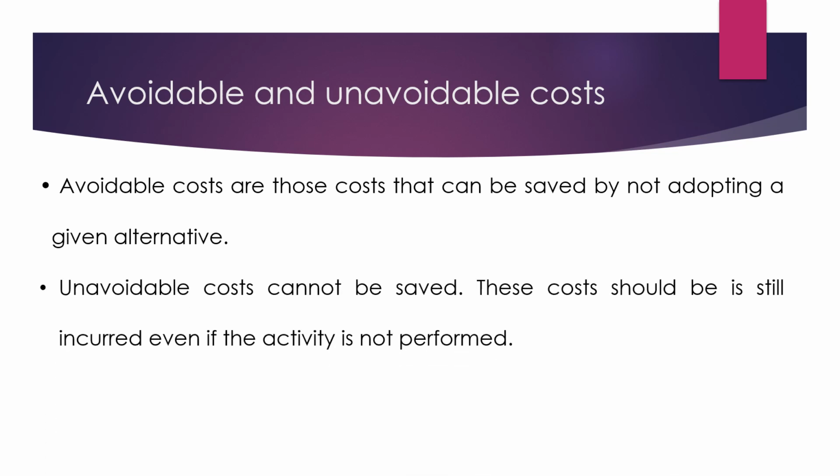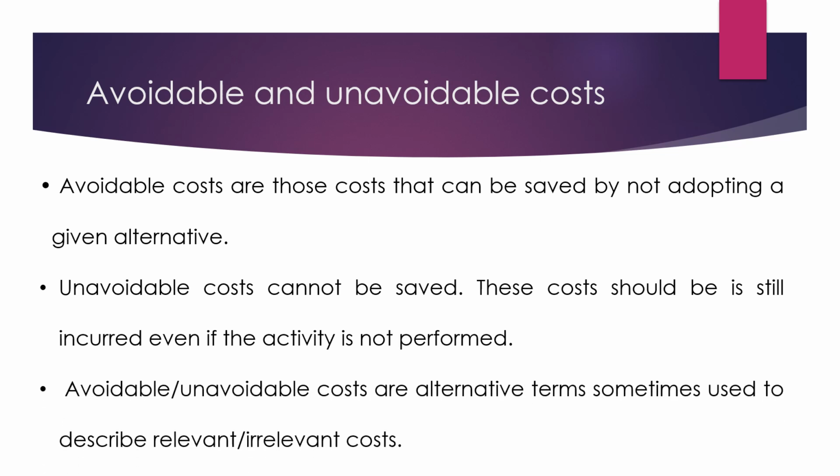Whereas unavoidable costs cannot be saved. These costs would still be incurred even if the activity is not performed. Some examples include depreciation on equipment, property taxes, lease payments, interest expenses for loans, etc. Avoidable and unavoidable costs are alternative terms sometimes used to describe relevant and irrelevant costs.